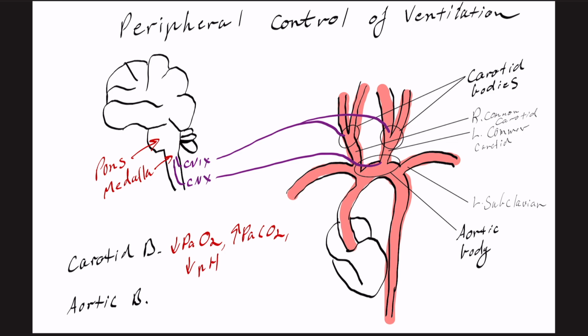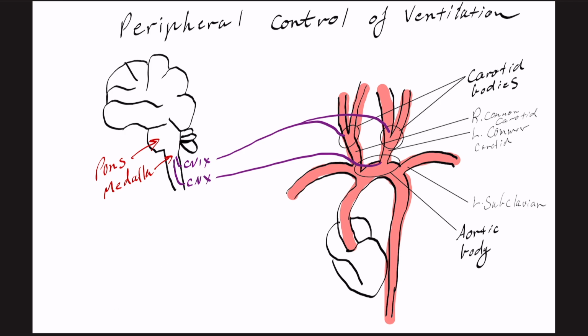But it's worth mentioning here that the aortic body is slightly different in that it also senses low PaO2 and CO2, but low pH isn't what it predominantly senses, so it's not very sensitive to pH, but it's the carotid bodies that are.